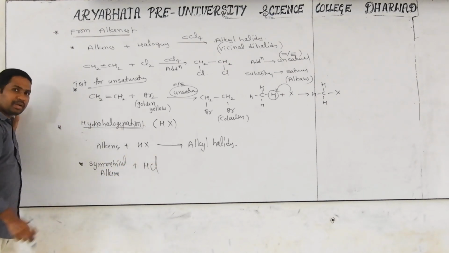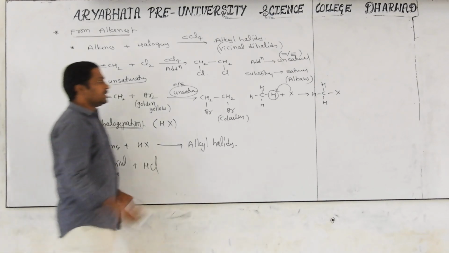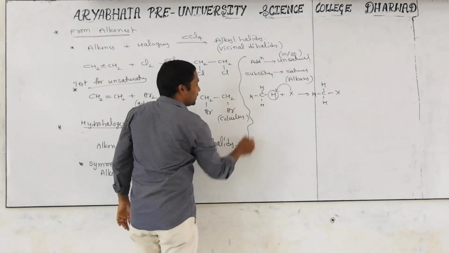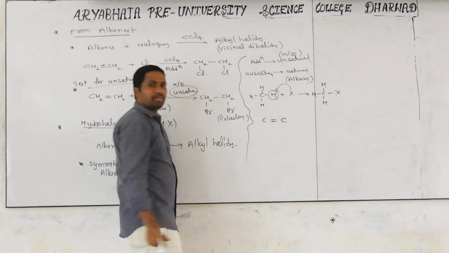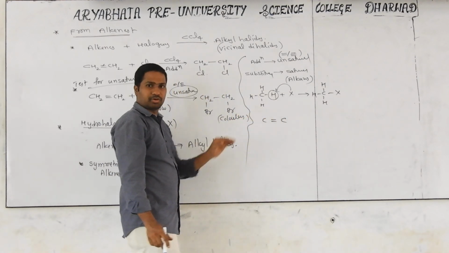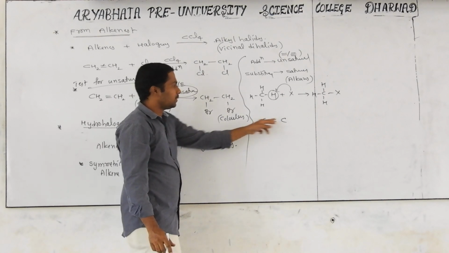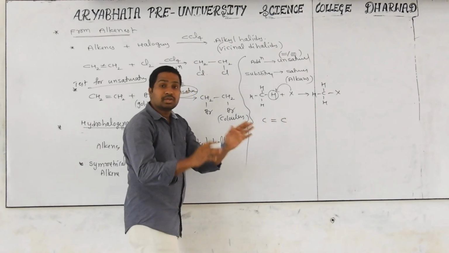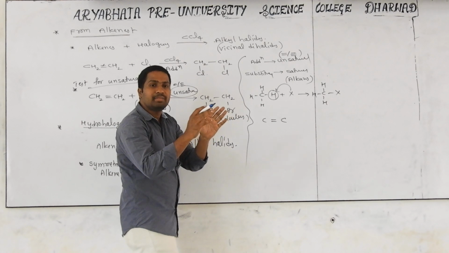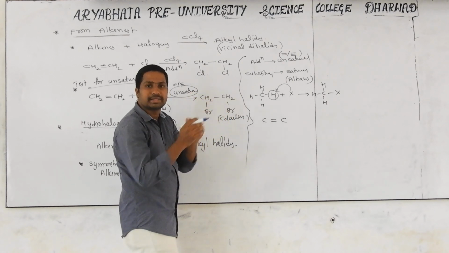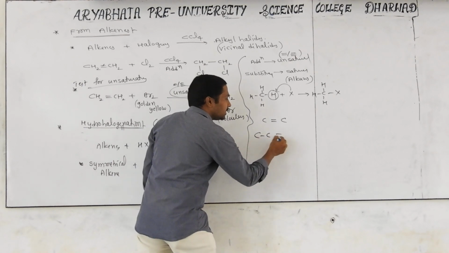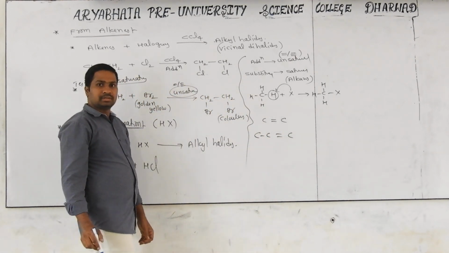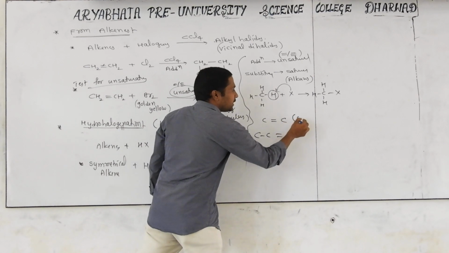What is the meaning of symmetrical? Symmetrical means, you see carefully here, with respect to the double bond, the same number of carbons is there on both sides. Left side one carbon, right side one carbon. Or you take here two carbons, here also two carbons. Means with respect to the double bond we get the same number of carbon atoms on both sides, which is called symmetrical. Unsymmetrical means what? C double bond, single bond, C. This is called a symmetrical alkene.